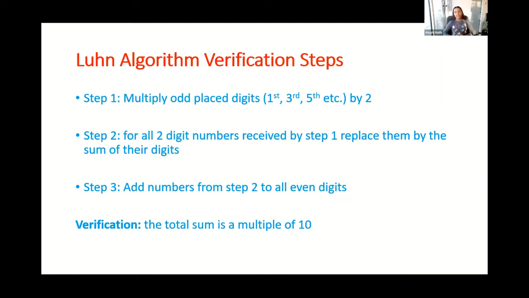Now, as you might have noticed, some of these might have a 2-digit number if their number is 5 or above. If you get a 2-digit number in any of these, then you have to find the sum of its digits. So if it was 14, it would become 5, because the sum of the digits is 5, and you replace the number by 5. Then you add all of the numbers that you got, all of the odd numbers multiplied by 2, and also all of the even numbers. And here the verification is that this total sum has to be a multiple of 9.